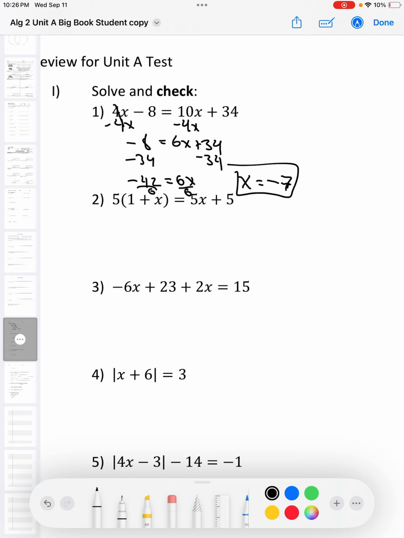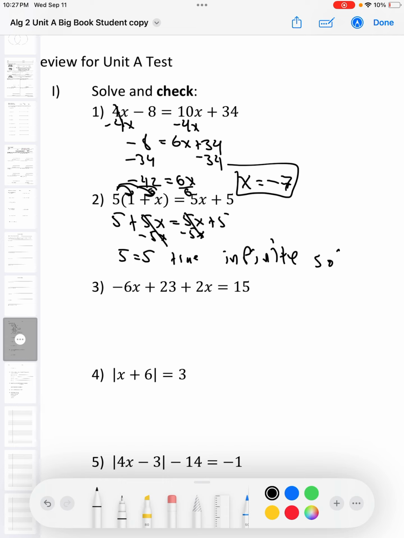On number 2, we have the set of parentheses, so we're going to distribute 5 to the 1 and 5 to the x, giving me 5 times 1 is 5, 5 times x is 5x, equals 5x plus 5. We once again have x's on both sides, so I'm going to subtract 5x to cancel out. What I find is that on both sides I have 5x minus 5x, so they will both cancel out, and that leaves me 5 equals 5. This is a true statement, which means that it is infinite solutions.